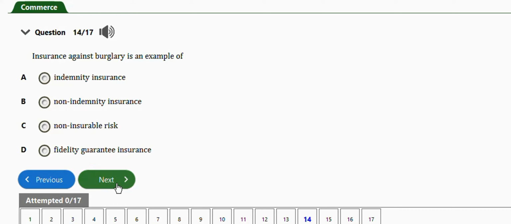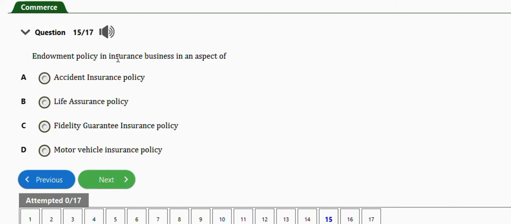This question is one. Endowment policy in insurance business is an aspect of: we have accident insurance policy, life insurance policy, fidelity guarantee insurance policy, motor vehicle insurance policy. So guys, endowment policy in insurance business is an aspect of life assurance policy, option B.